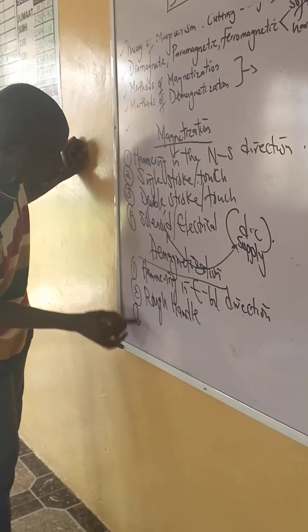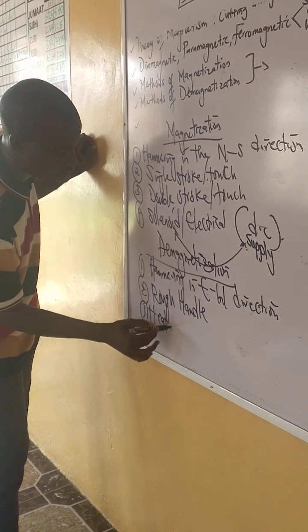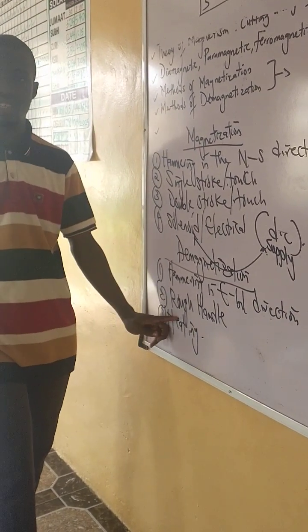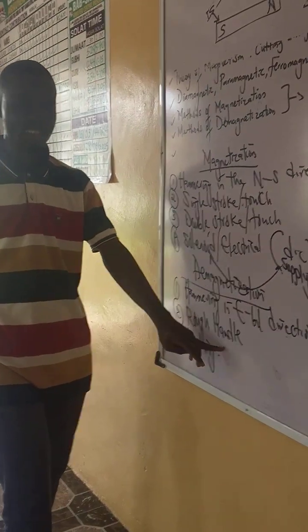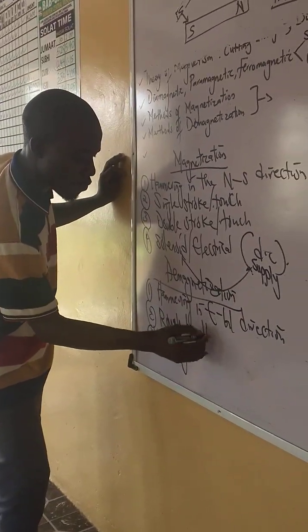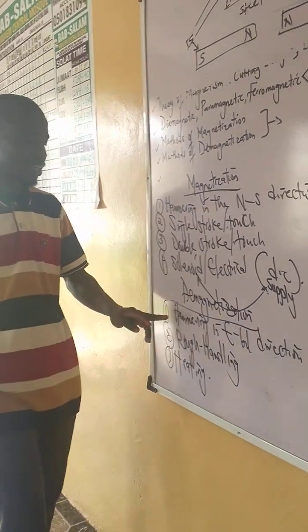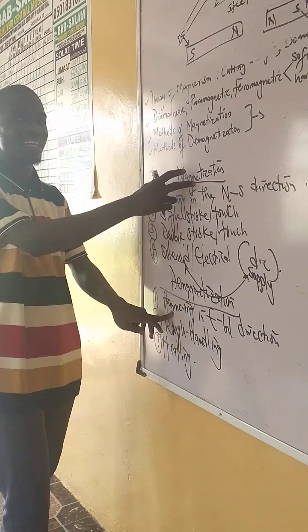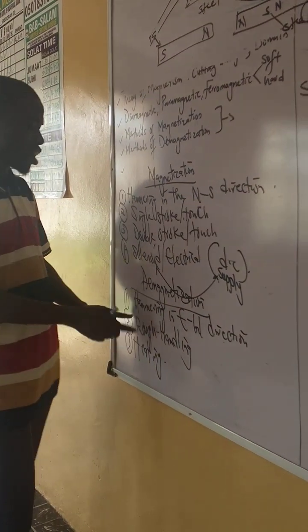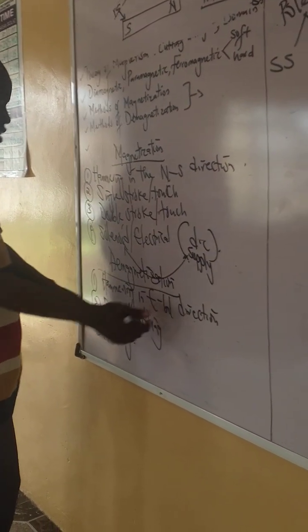We can also do heating. So heating or rough handling is going to make it demagnetize. Or hammering: if you want to magnetize, you hammer in the north-south direction, but if you want to demagnetize, you hammer in the east-west direction.